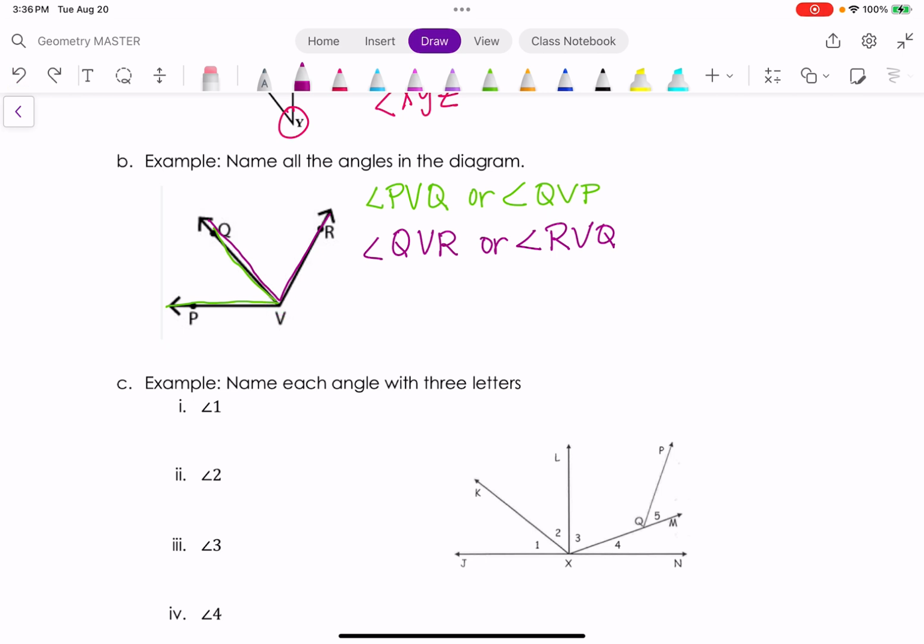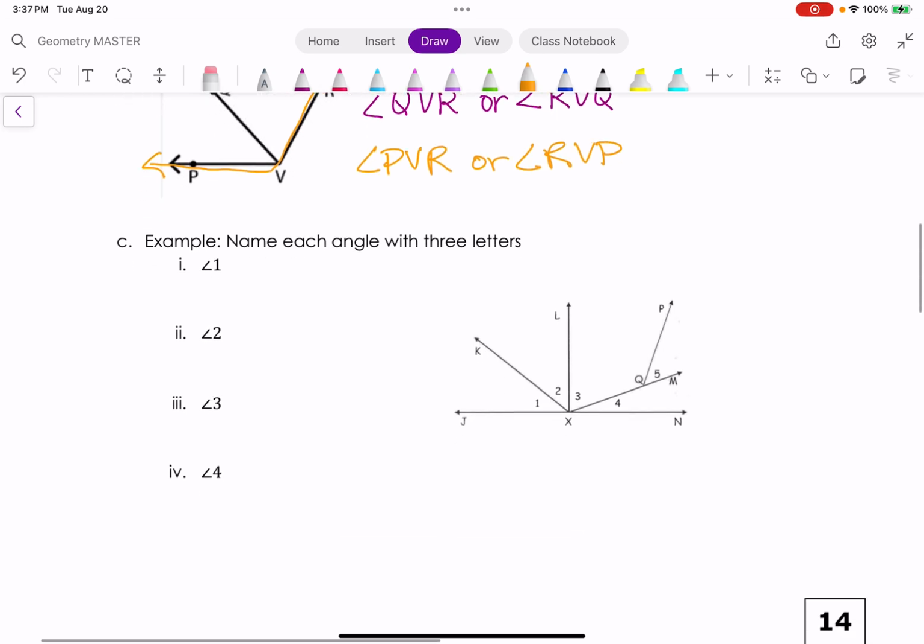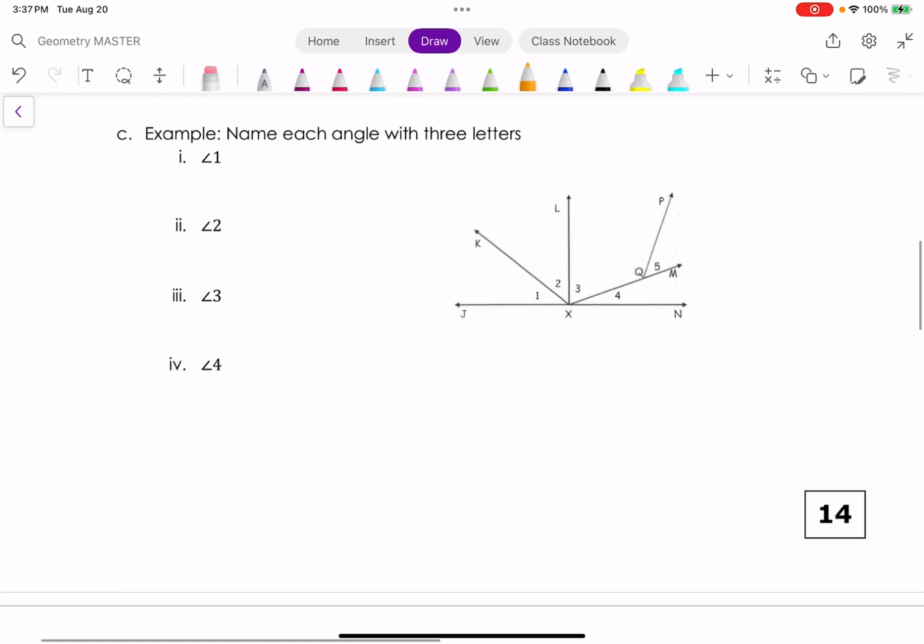Then my last angle to name is going to be the bigger angle that includes both of them, which is this angle right here. And that would be angle PVR or angle RVP. So the key is to keep that vertex in the middle, okay? So it wants us to name each angle with 3 letters.